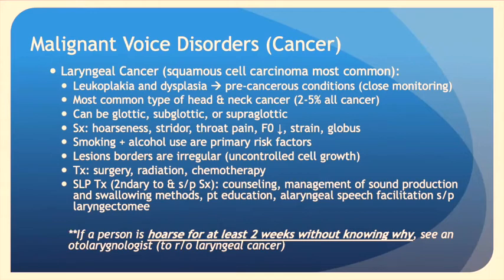Symptoms include hoarseness, stridor, throat pain, decreased frontal frequency, strain, and a globus sensation. Smoking and alcohol are primary risk factors. Lesion borders are irregular, which makes sense since cancer is uncontrolled cell growth. So you'd expect the borders to be irregular. And a treatment is some combination of surgery, radiation, and/or chemotherapy, depending on the locus and the severity, the extent of the cancer.